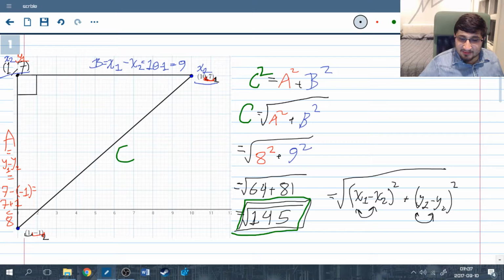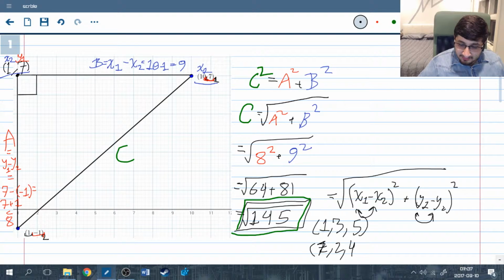And as this video shows, we already have a way of figuring out the distance not only between these 2 points, but between any 2 points. In fact, this works very well between any 2 points, and they don't just have to be in 2 dimensions. You can have 3-dimensional points and have that work too. For example, 1, 3, 5, and 7, 2, 4.